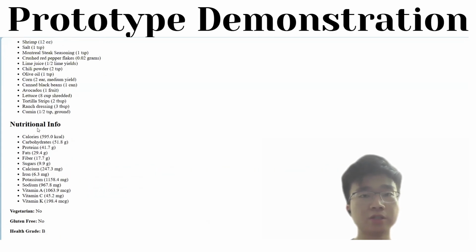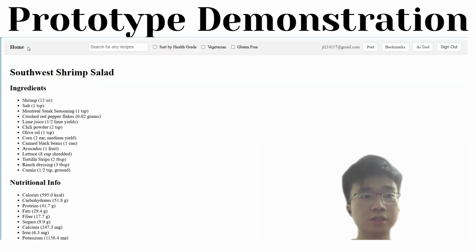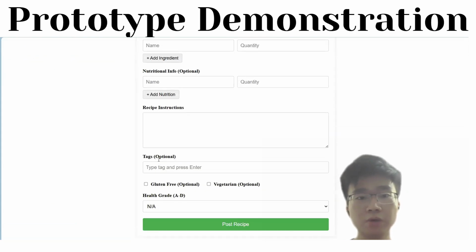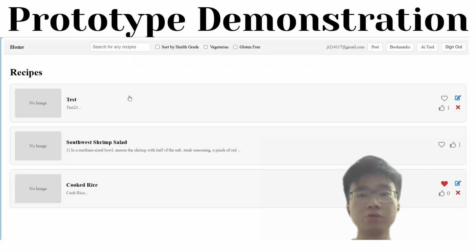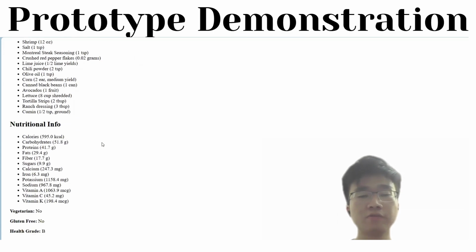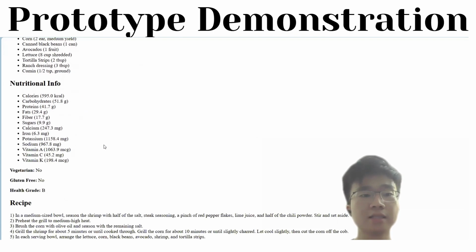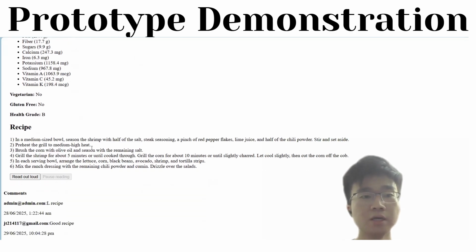For the nutritional information, as you can see, prior to posting a new recipe, you can actually manually include it. However, it is optional. So when users do not include nutritional information, we will use the Google Gemini AI to actually estimate the nutritional information based off the ingredients and the recipe steps. Now for the recipe steps, there is a text-to-speech function, and I'll demonstrate it through these buttons here.